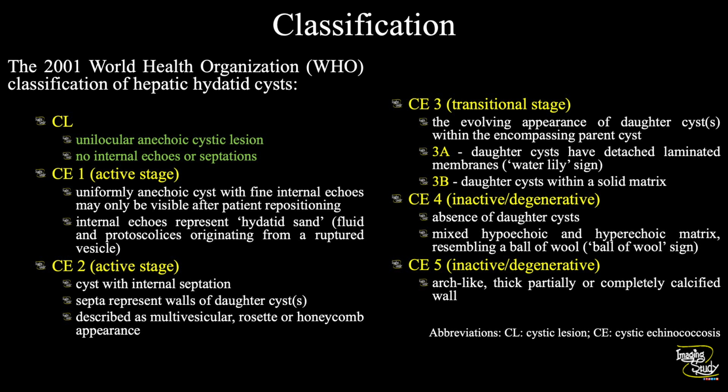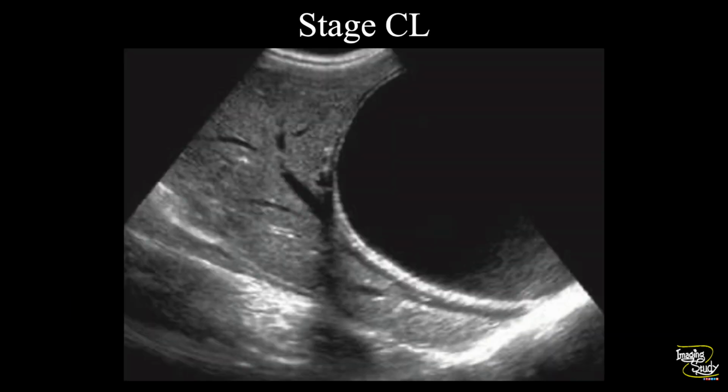It will be a unilocular anechoic cystic lesion with no internal echoes or septation. Here is a unilocular simple cyst with a fairly uncommon morphology of hydatid. If you look at the wall, you can see there is a hypoechoic thin pericyst here. This may guide you to differentiate between a simple hepatic cyst and a hydatid one.